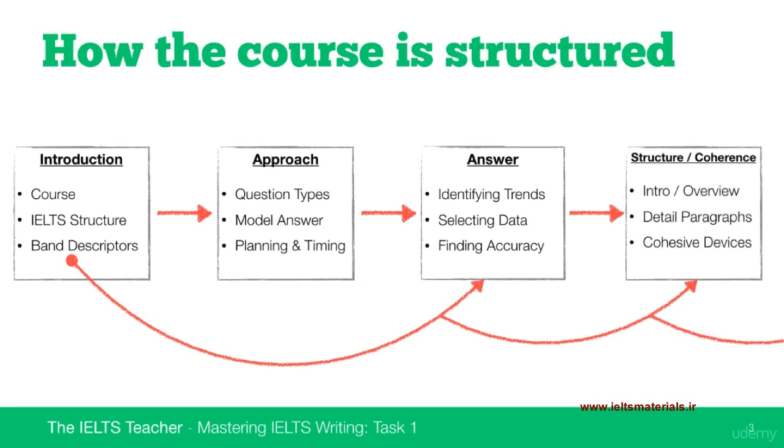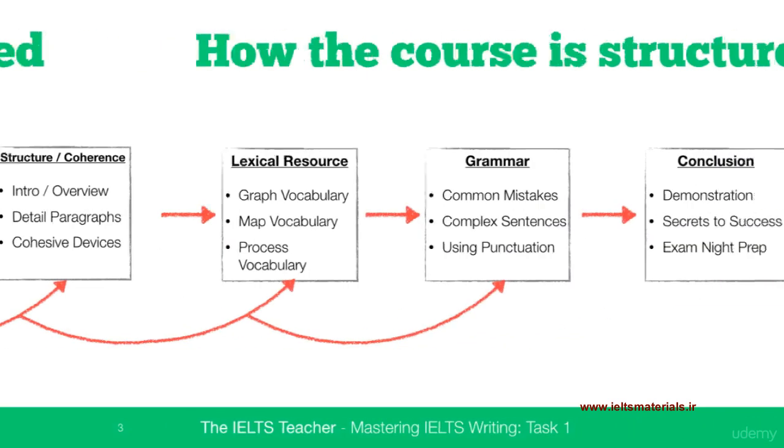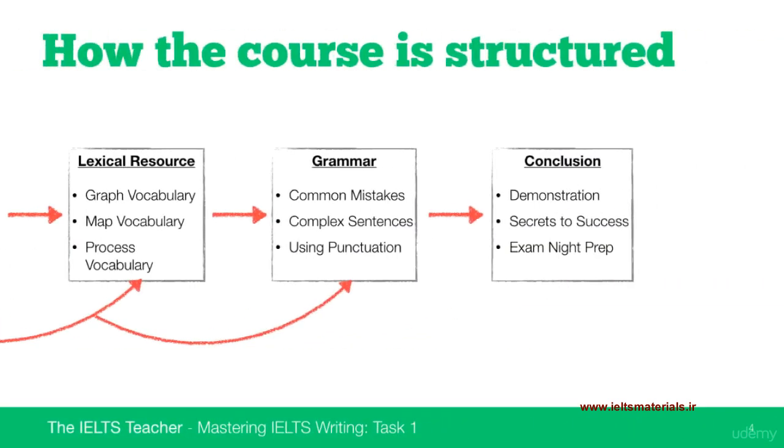Another of the key band descriptor categories is coherence and cohesion, which we look at in section 4. How to write an introduction, how to write an overview cohesively, how to write the detail paragraphs, how to use cohesive devices, referencing, staging language. Okay, so that's what we'll look at in section 4. In section 5, we look at lexical resource, or in other words, vocabulary. Vocabulary for graphs, vocabulary for maps, vocabulary for processes.